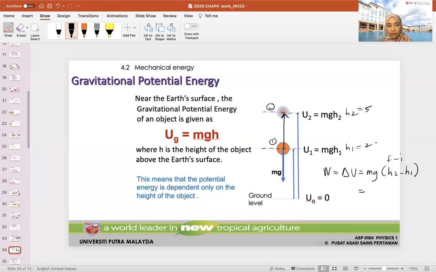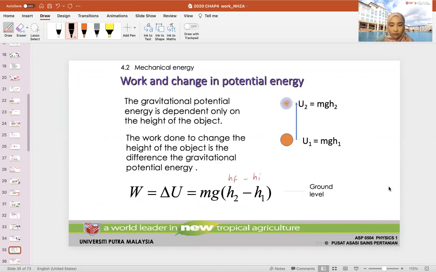Mass takkan berubah, g tak berubah dekat near the earth. So you just use that value. mg, so what is h tadi? 5 tolak 2. Mass, apa-apa je lah, 2 and 9.81. So this is the work done on the ball when you are raising it from H1 to H2. Okay, work done is the change in U. Okay, next one.